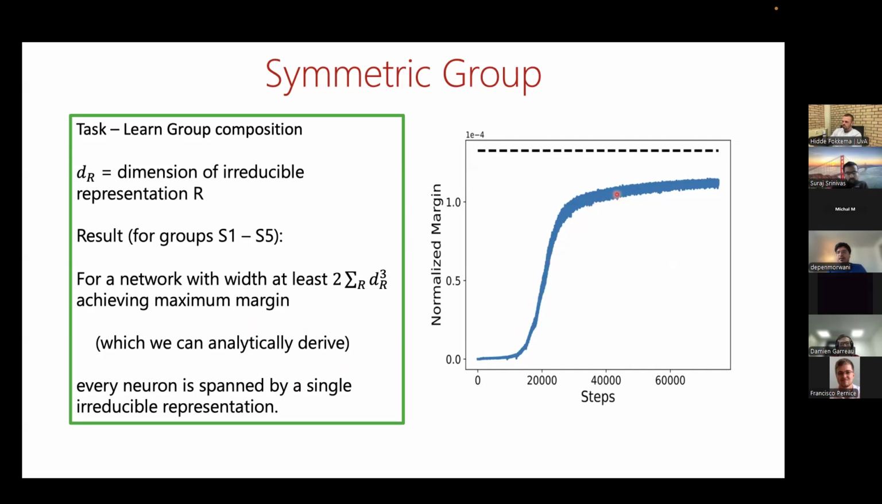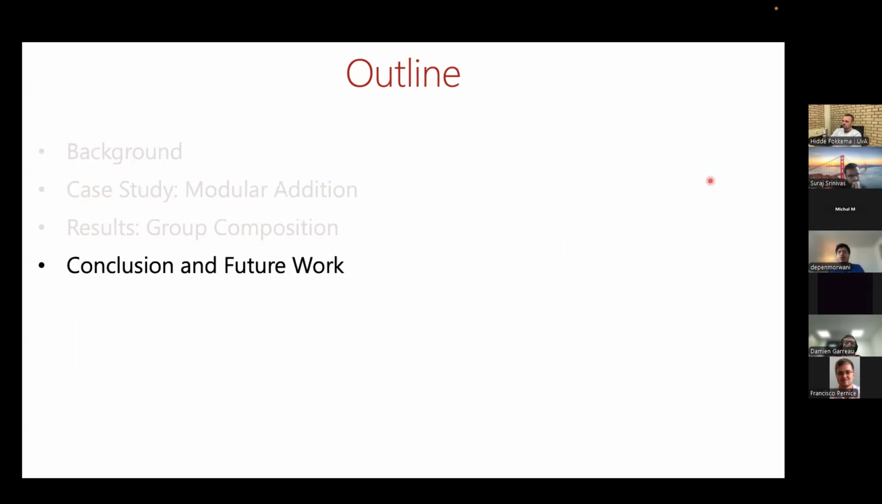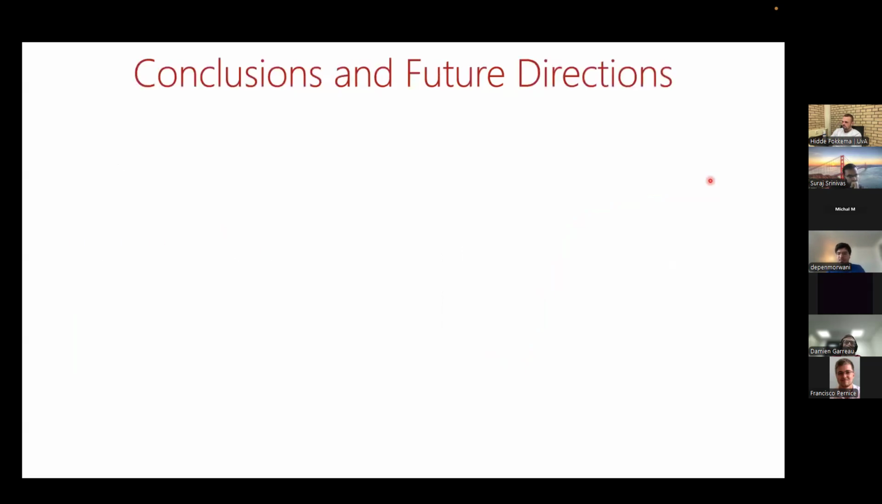And we see that it slowly tends towards the max margin as training progresses. This is a harder task, so we believe that exactly reaching the max margin might also be hard, but yeah. So this is the result for the symmetric group. I'll also stop now in case people have any questions on this. Yeah. Okay. So in that case, I'll move forward and provide the main future work directions out of this.